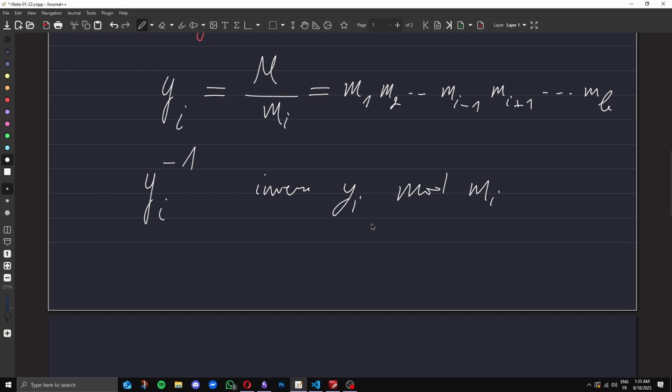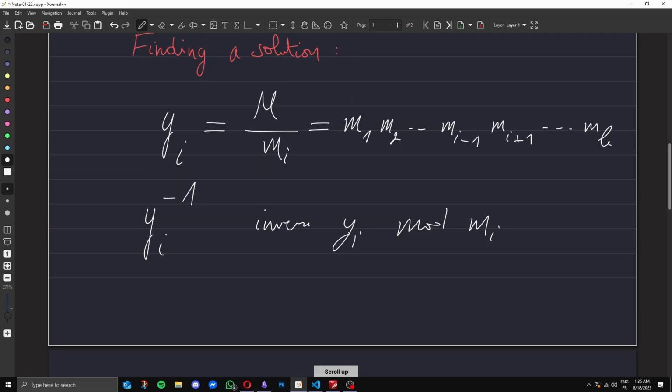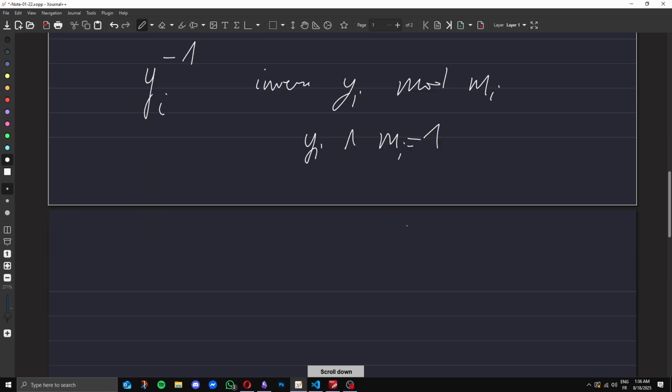So in this case, remember we set a condition for the inverse to exist: yi must be coprime with mi. And indeed it is, because the mi are pairwise coprime, so they do not share any common factors, and yi is made from the other moduli, so it makes sense that yi and mi are coprime. So indeed there exists a modular inverse.